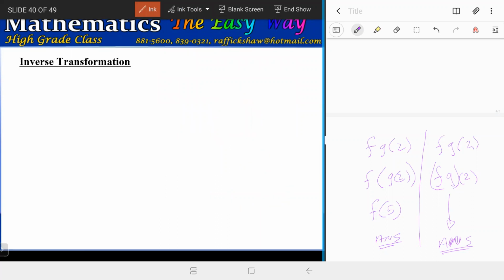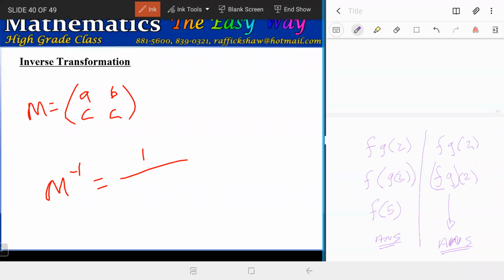If it's a 2 by 2 matrix transformation, and the matrix is A, B, C, D, and that's a transformation matrix M, then the inverse transformation is M to the minus 1, which is 1 over the determinant, AD minus BC, times the adjoint. Interchange those two, leave the other two where they are and change the sign. So D goes up here, A goes there, and you change the sign, and this becomes negative C. That's it. So these two will be inverse transformations of each other.